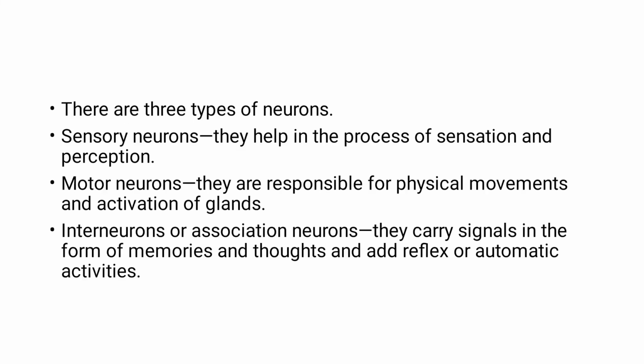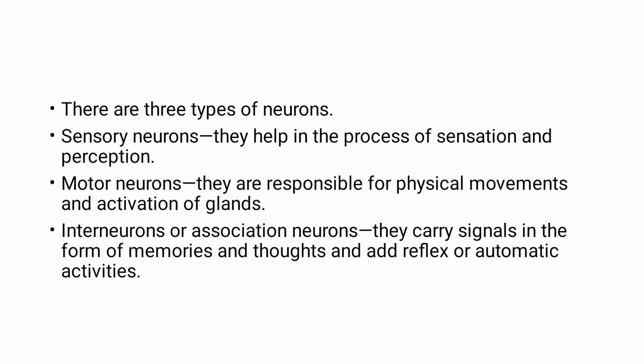There are three types of neurons. What are those three types? They are sensory neurons, motor neurons, and interneurons, or associated neurons. What are sensory neurons? They help in sensation and perception. Motor neurons, motor means self-activity. They help in physical movements and activation of glands.